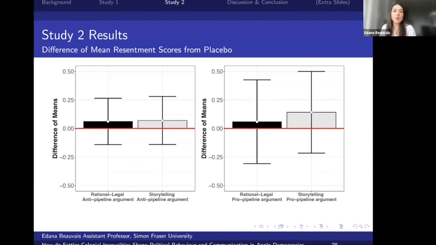I also, however, wanted to look to see whether there was an interaction between the strength of the respondents' initial position. So again, remember, respondents were allowed to say they strongly supported, somewhat supported, or only supported a little bit the pipeline, and same with whether they opposed the pipeline. So I looked to see if there is an interaction between the treatment, so getting the counter argument, and the strength of their prior opinion.